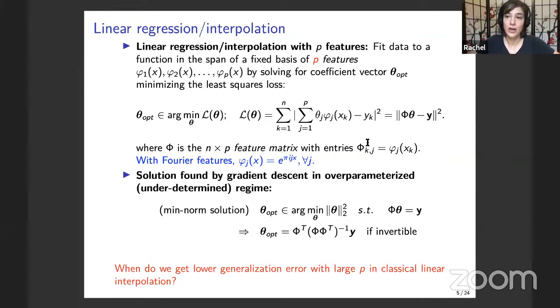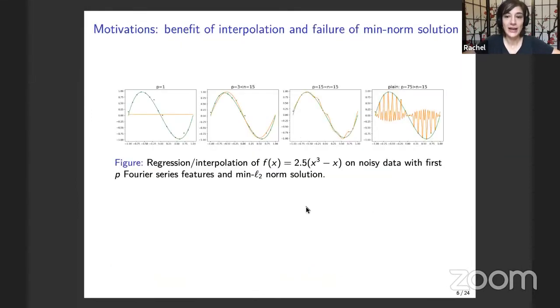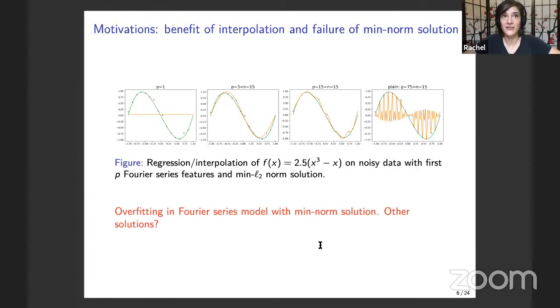Okay, so I hope that the problem is clear. Now we're going to ask, when can we see low generalization error in the overparameterized regime, or in the setting where this feature matrix phi is very fat, as it gets fatter and fatter, in just the linear interpolation setting. So going back to just this Fourier series model, because fitting data coming from a function with a truncated Fourier series is just so classical. That's why I'm focusing on that here.